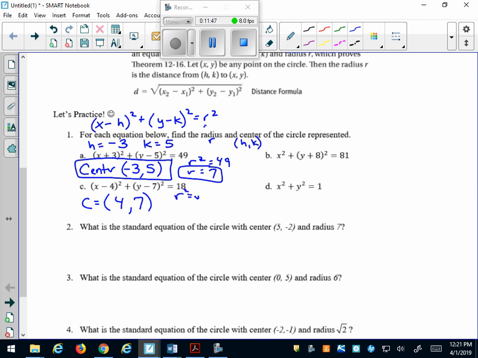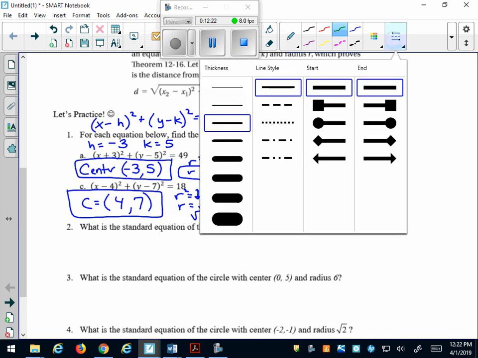Well, r squared is 18, right? So what's r? Square root of 18. How could we simplify that radical? Square root of 9, square root of 2, 3 root 2. Very good. Now, sometimes you'll be able to write that as a decimal, but it's good to practice doing your simplifying of radicals.